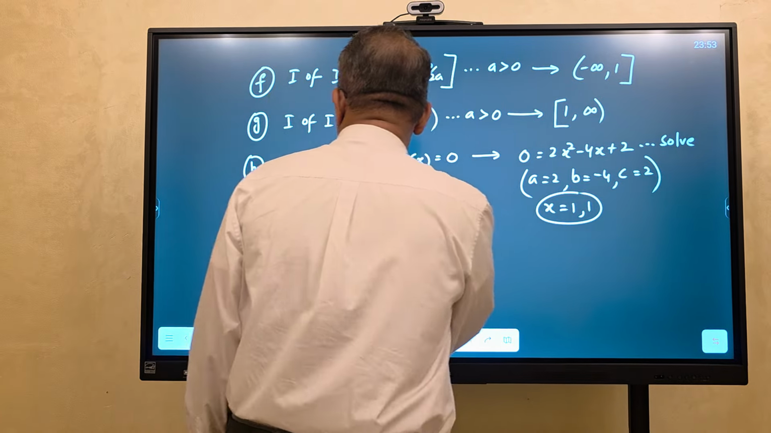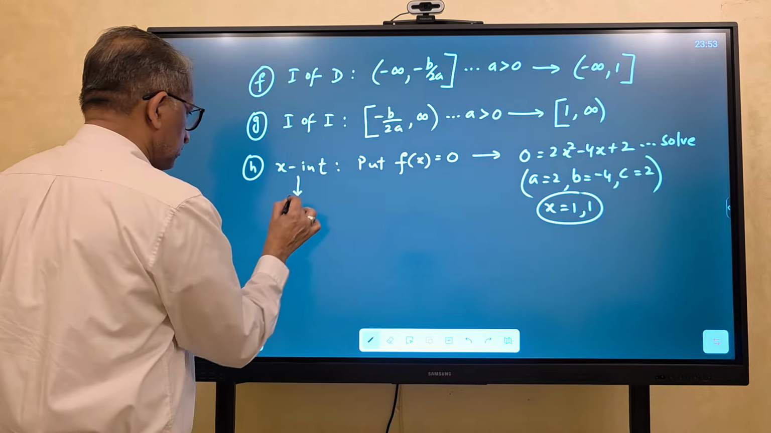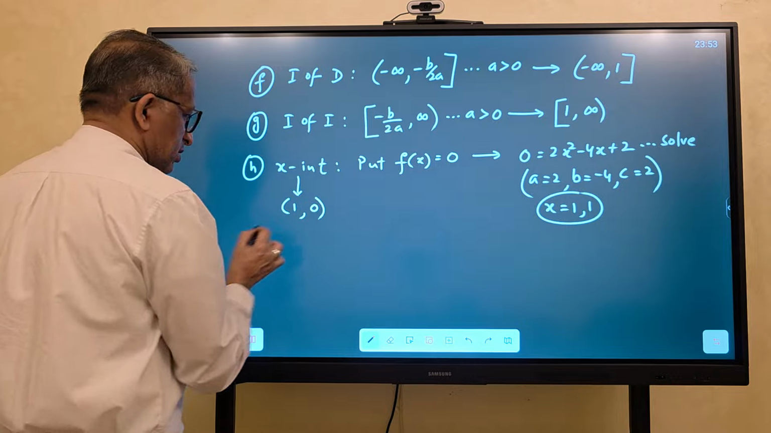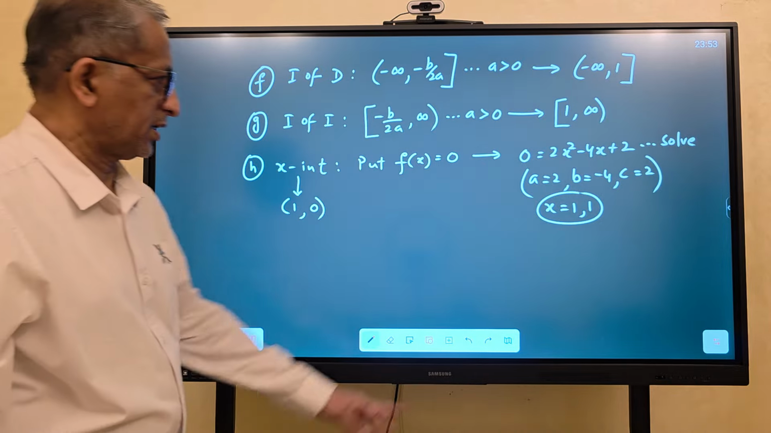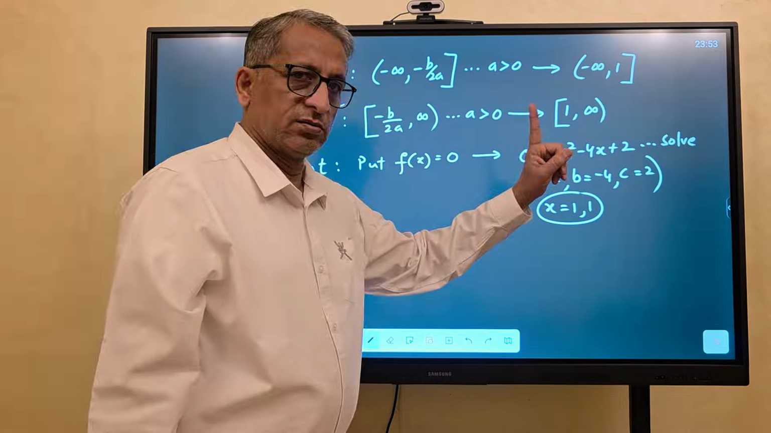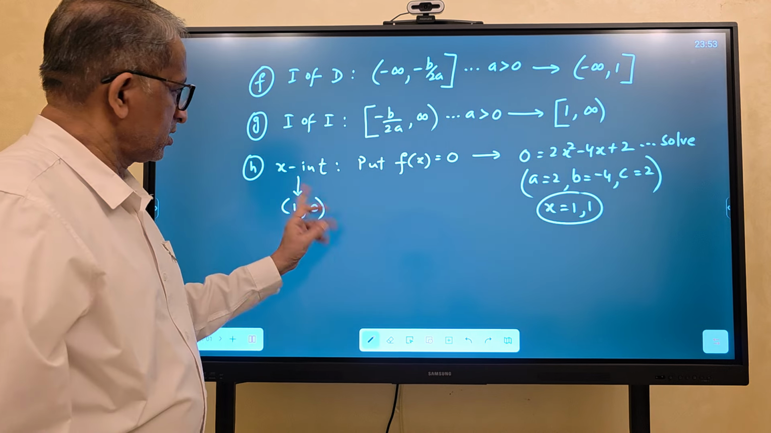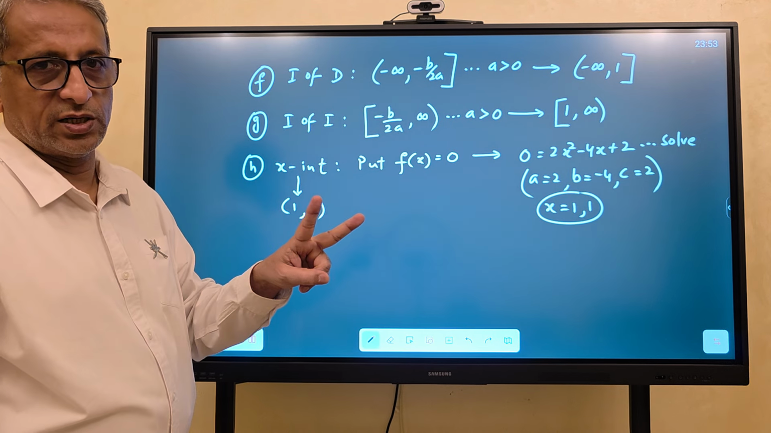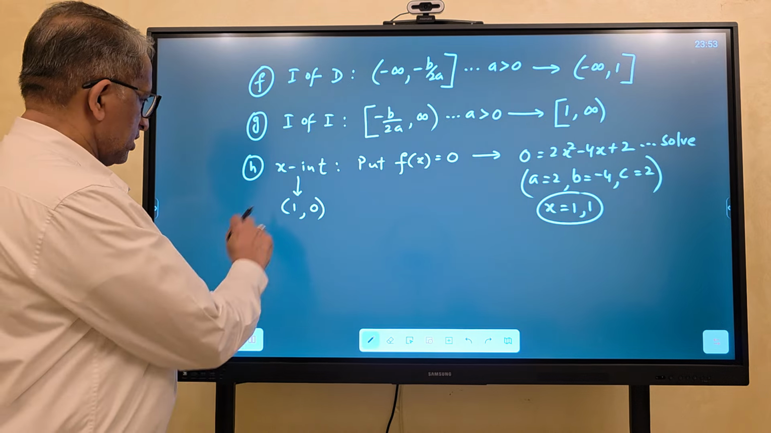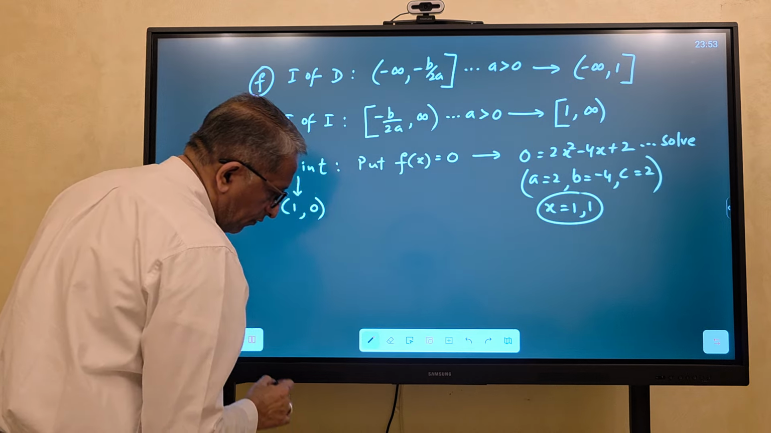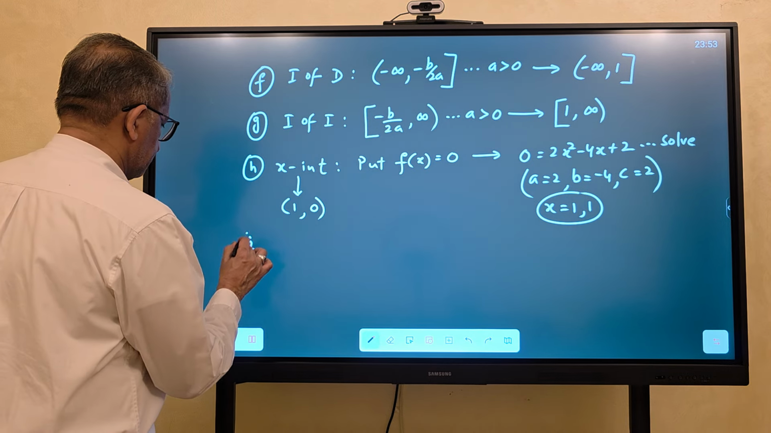So therefore, what is the x-intercept? Y equal to 0. That is 1 comma 0 is your x-intercept, since you have one value here. If it is 1, 2, then 1, 0 and 2, 0. That means 2 is the x-intercept. So this is the x-intercept. Then we have the y-intercept.